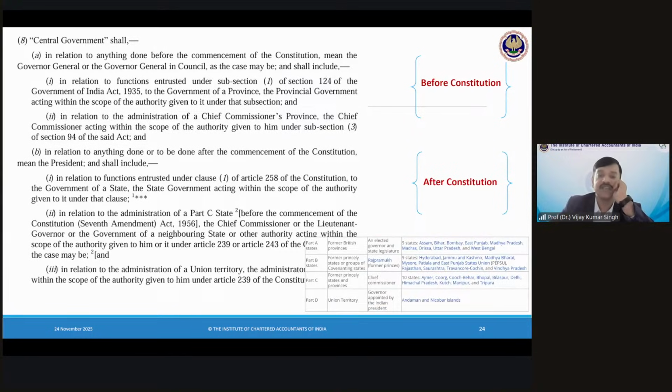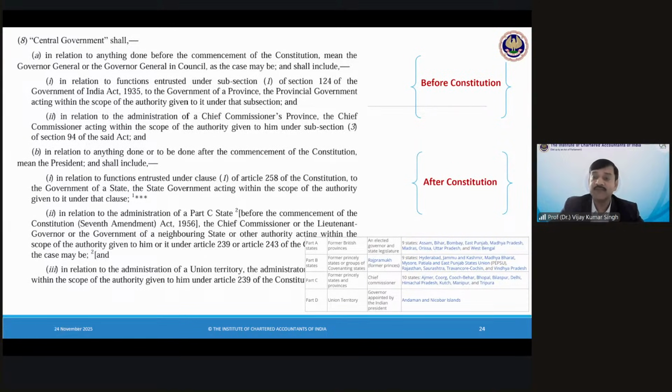This has been discussed. In this particular slide, you can see Part A, B, C and D states have been categorized. Part A states are former British provinces, that is 9 states: Assam, Bihar, Bombay. So this is for your academic knowledge. You can have a look at it. I don't think that you will get any question on Part A, B, C, D kind of a thing. So you just have a look at it. This is for your knowledge and understanding.